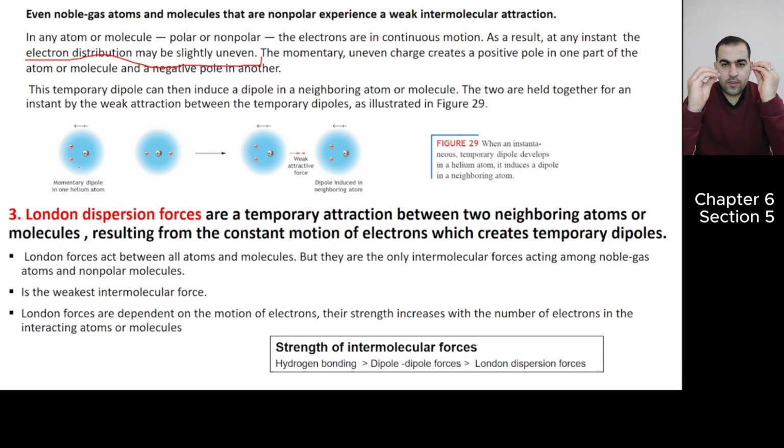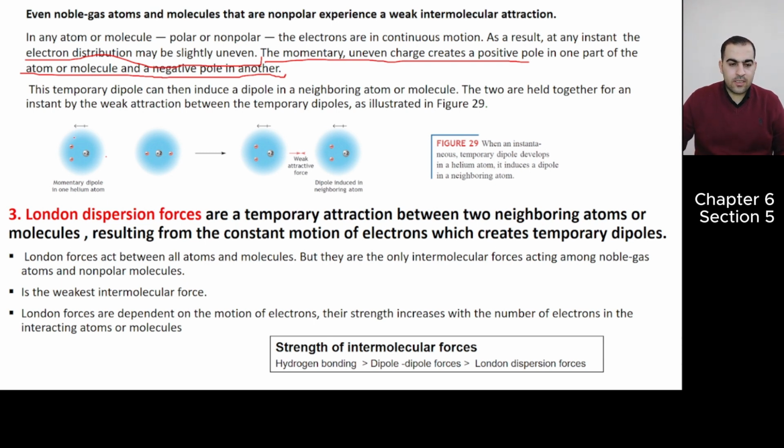They make a force of attraction between each other. For a moment, there might be a slightly uneven distribution of electrons. Normally it's like that, two electrons, but for a moment it might be an uneven distribution of electrons. This momentary uneven charge creates a positive pole on one side and a negative pole on another part.